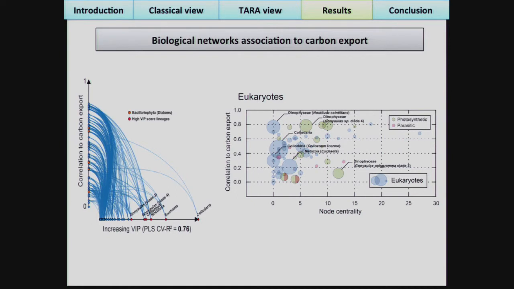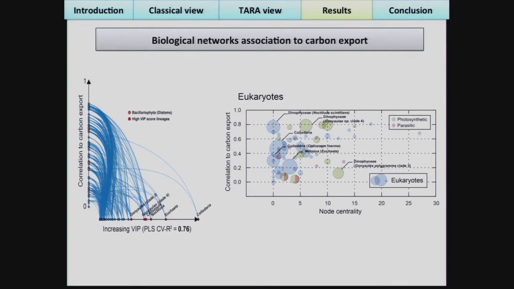And what is actually interesting here is that these species that pop out are not the ones that you think of first when you think about carbon export. You would think about copepods, for example, or diatoms, because when people work on diatoms, they usually try to relate that to carbon export because it's the main primary producer.